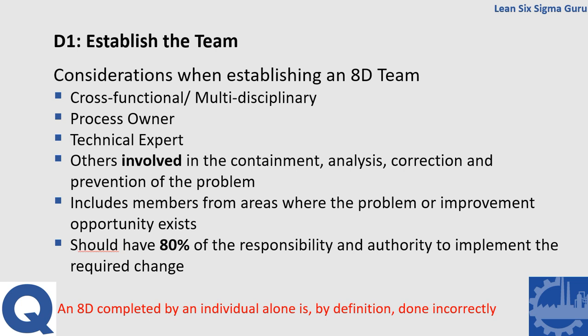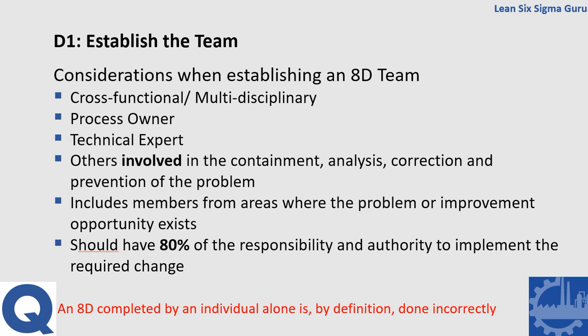We also are guessing what the root cause might be to some extent by picking different cross-functional people on the team. And we might have to make adjustments. But it's very key here that the team have some responsibility and authority to actually do things.